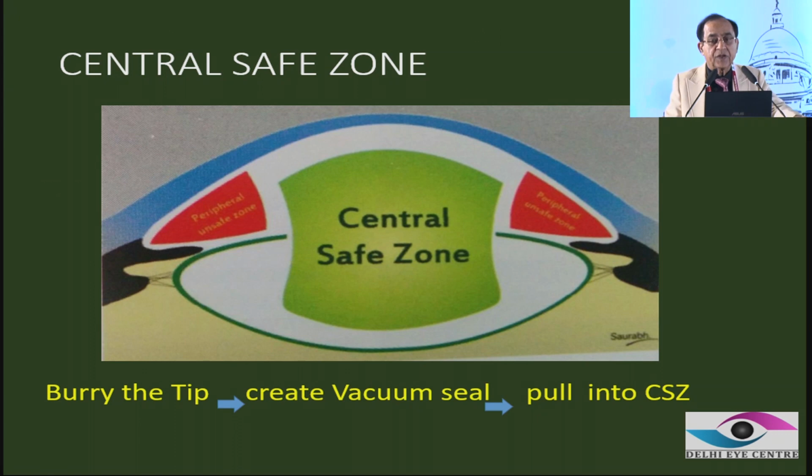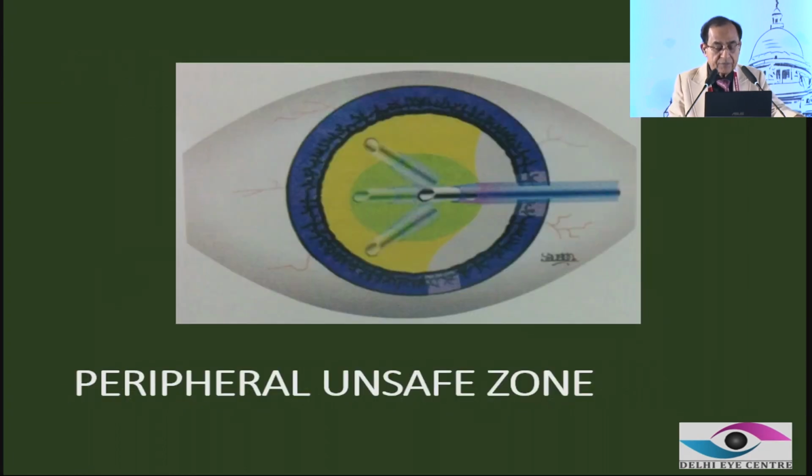And then there is a central safe zone. That means the area within the capsular axis and the pupil, where there is maximum space in the eye. The cornea is upwards and the capsule is backwards. So this is the area where all the phacoemulsification and aspiration should be performed. If you perform the phacoemulsification in the peripheral part, you are going to have a problem and a complication.